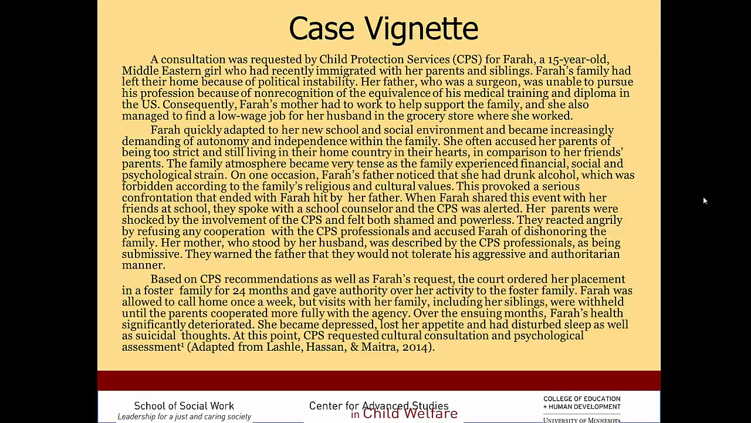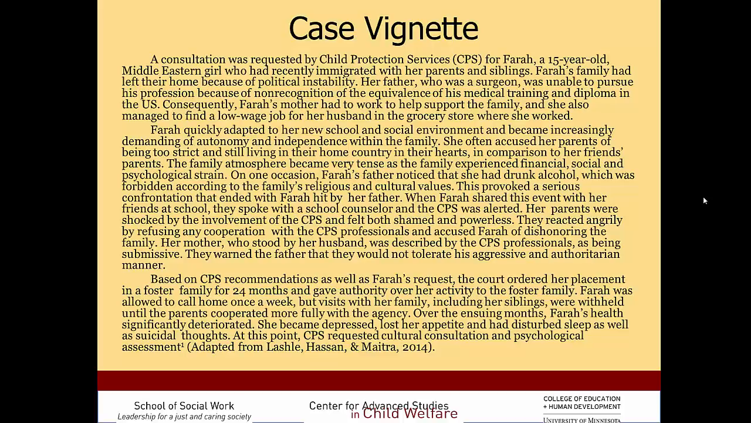Her parents were shocked by the involvement of the CPS and felt both shamed and powerless. They reacted angrily by refusing any cooperation with the CPS professionals and accused Farah of dishonoring the family. Her mother, who stood by her father, was described by the CPS professionals as being submissive. They warned the father that they would not tolerate his aggressive and authoritarian manner.